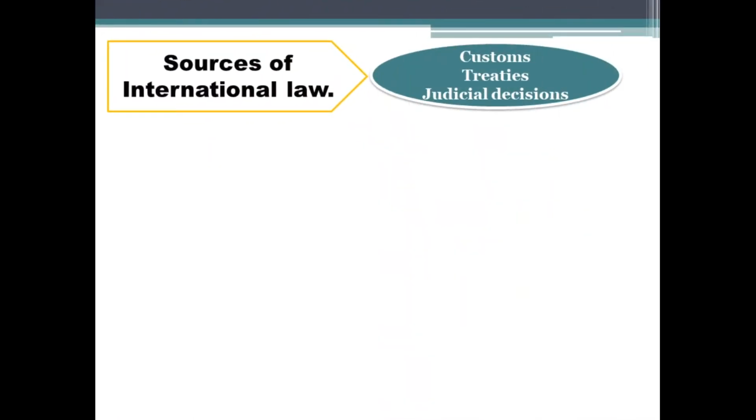At this moment, let me go into the sources of international law. The main sources of international law are customs and treaties. Judicial decisions are additionally a good source of international law, as they are used as a reference for international laws.